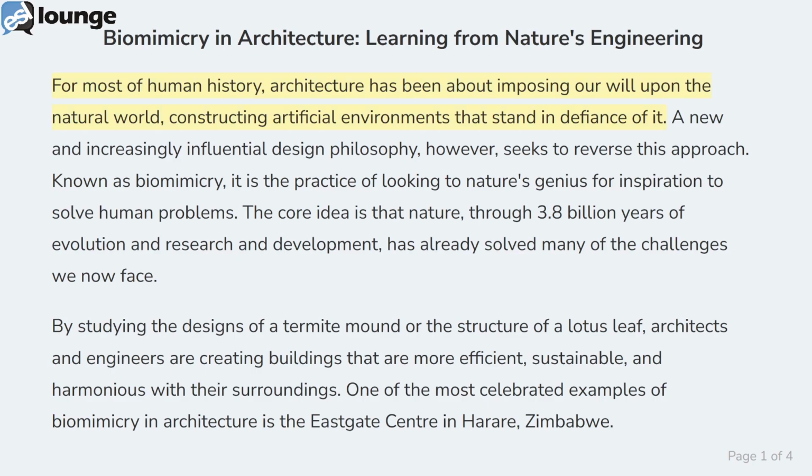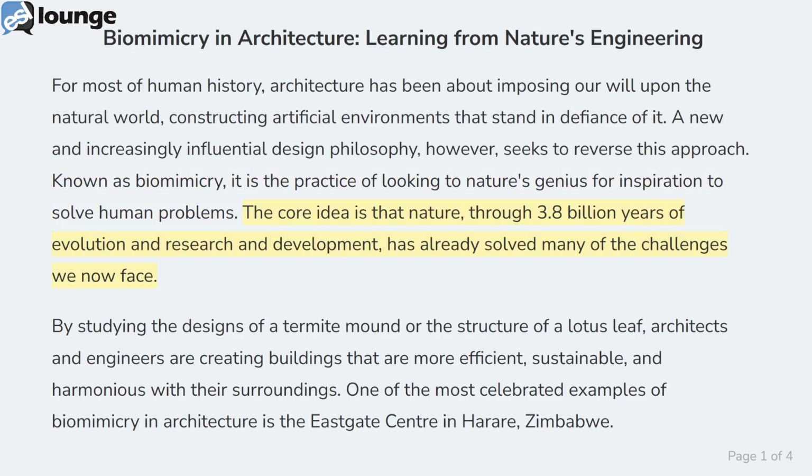For most of human history, architecture has been about imposing our will upon the natural world, constructing artificial environments that stand in defiance of it. A new and increasingly influential design philosophy, however, seeks to reverse this approach. Known as biomimicry, it is the practice of looking to nature's genius for inspiration to solve human problems.